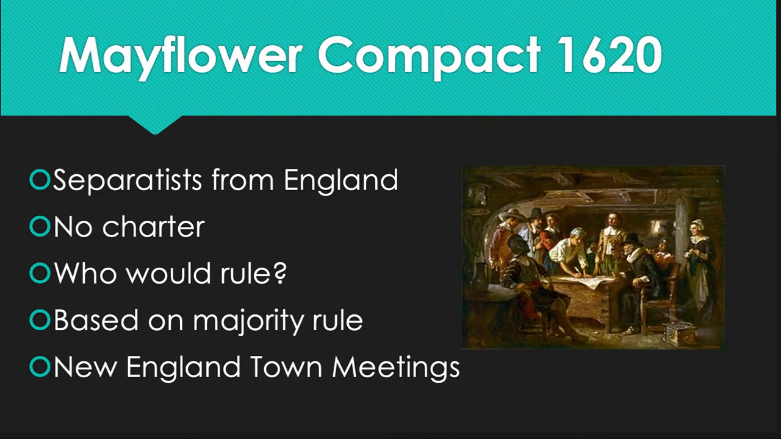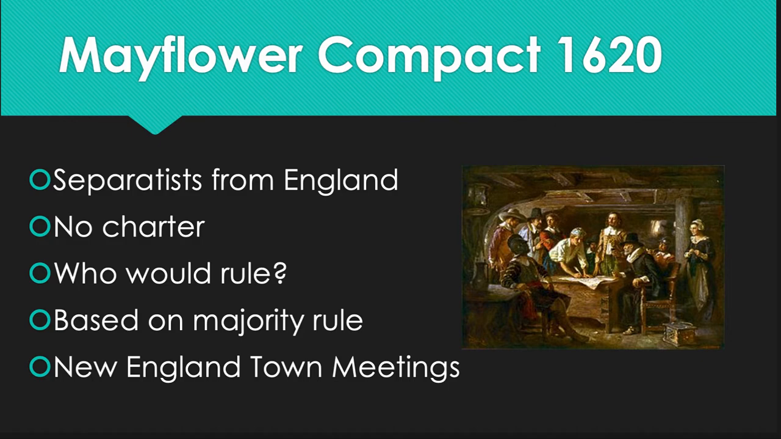The Mayflower Compact. The Mayflower Compact is going to be another piece of representative forms of government within the colonies. You're going to see separatists from England coming over on the Mayflower. These are going to be Puritans that are crossing the Atlantic looking to establish the Plymouth colony, which they settle on the shore of Massachusetts Bay.